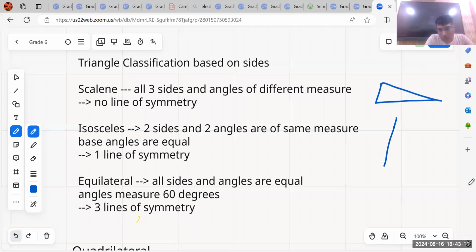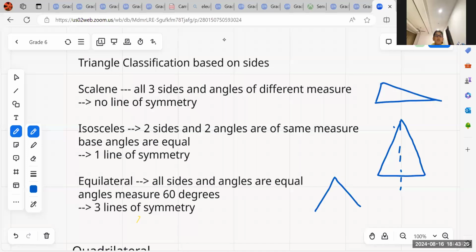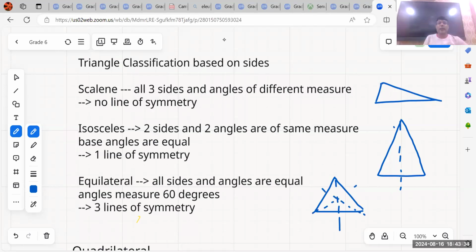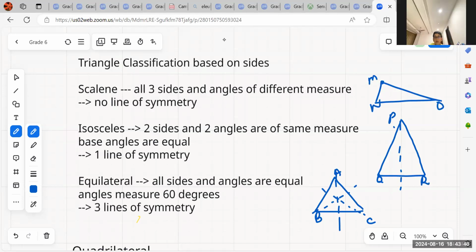This is how an isosceles triangle looks. Let me draw a better diagram. It has one line of symmetry like this, and an equilateral will look like this. It's not drawn to scale, but it looks like this. This is an equilateral triangle with 3 lines of symmetry. You can name it ABC, PQR, and MNO. These are 3 vertices and every triangle will have 3 sides.